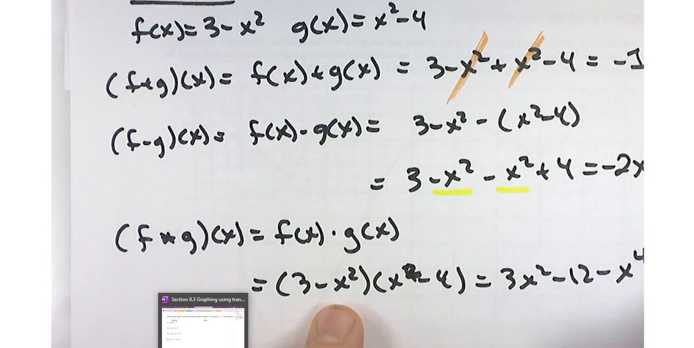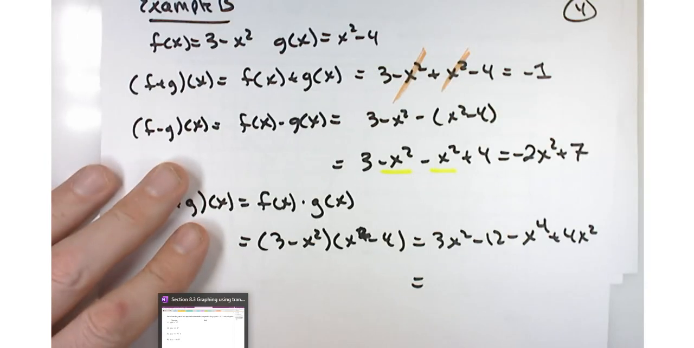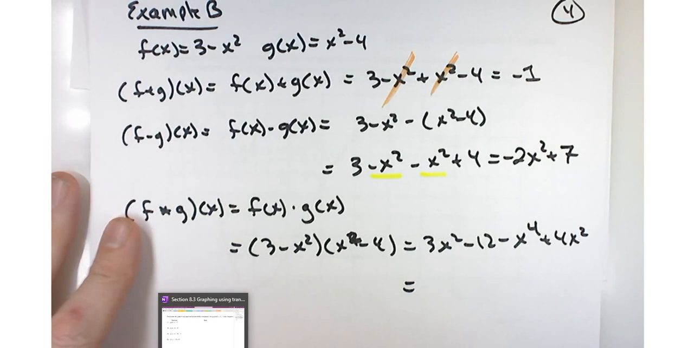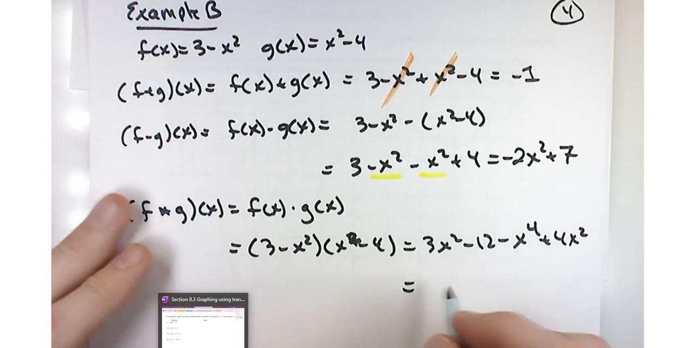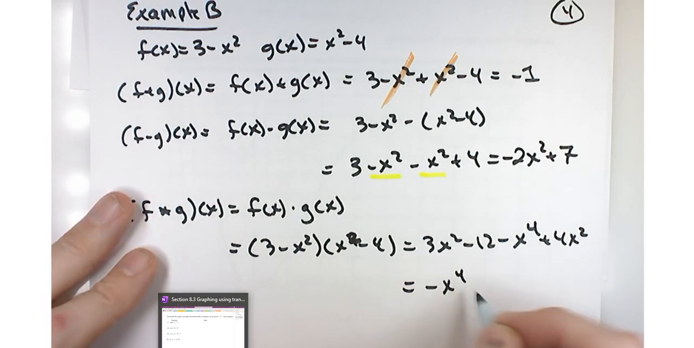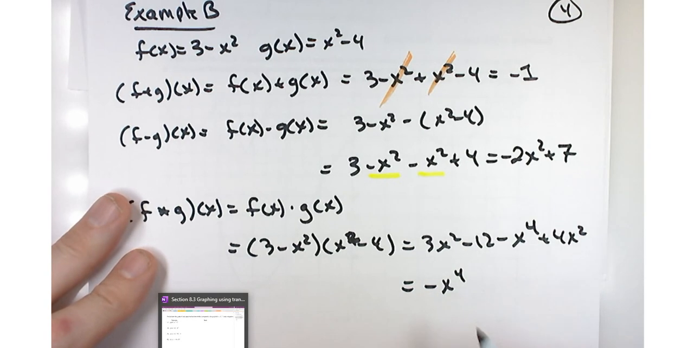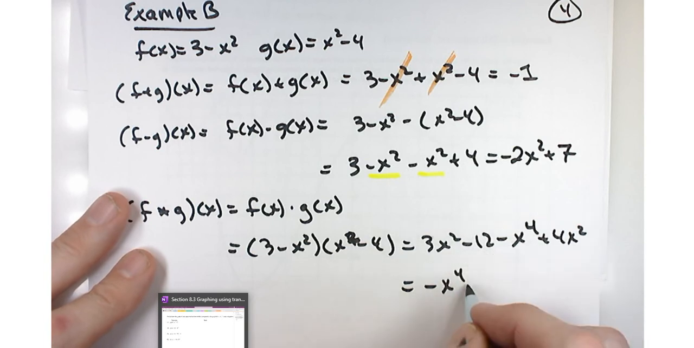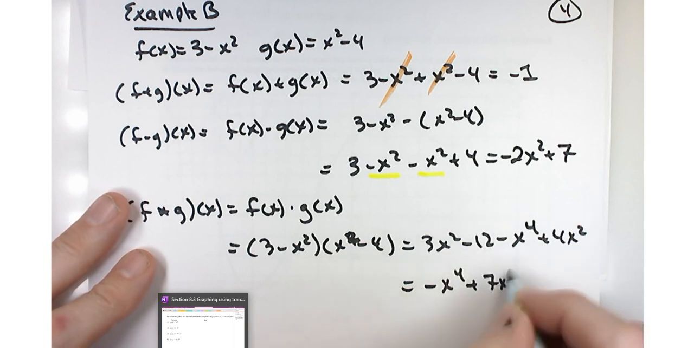Plus 4x squared, perfect. Now, we're gonna do this soon enough that it's not a bad idea to get used to this. We're gonna start working with polynomials, and when you're working with polynomials, it's convenient to put these in descending order. So that's gonna be minus x to the 4th plus 7x squared minus 12.